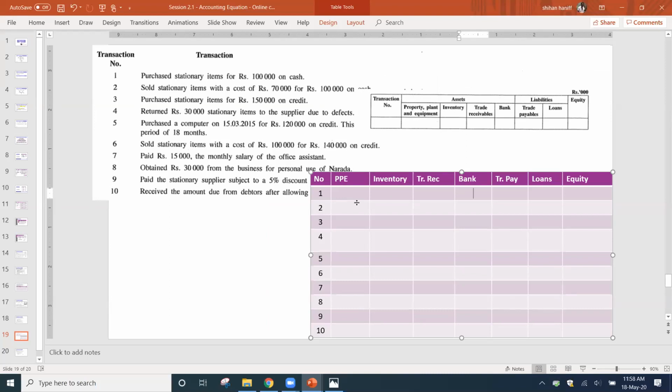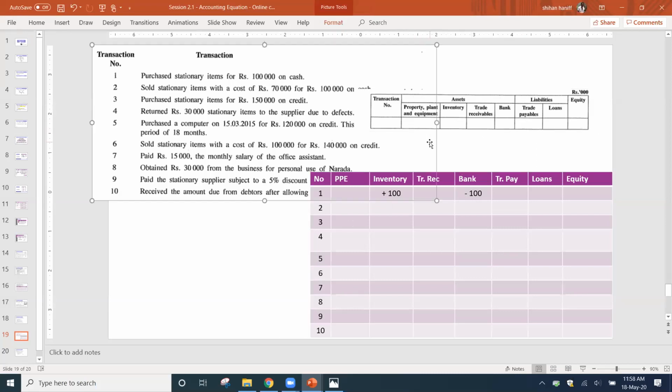So bank, all the transactions will be recorded to the bank account. And stationery is the inventory. Inventory increased by 100,000.